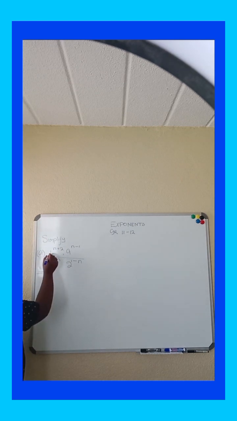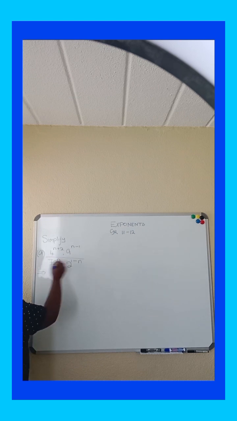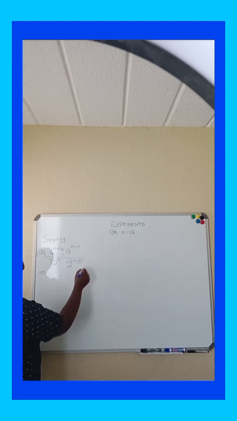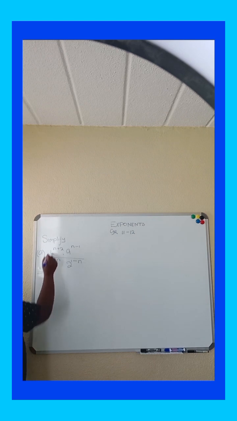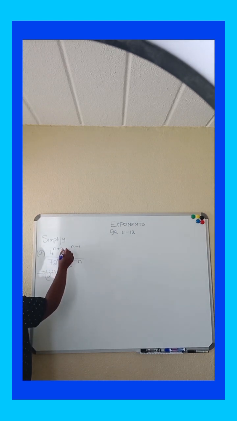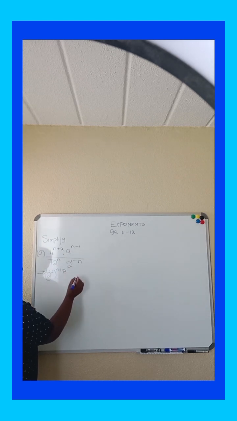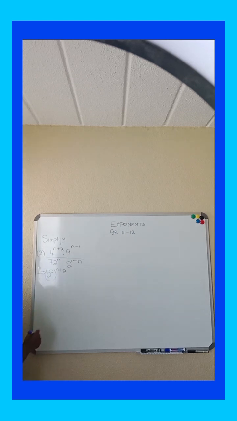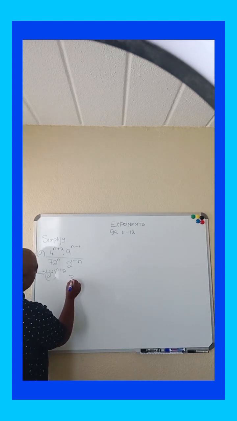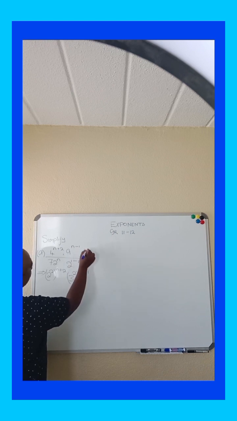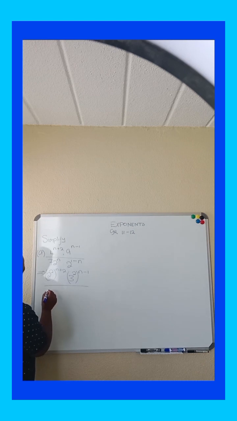So we've got 4 to the power n plus 2 times 9 to the power n minus 1, divided by 72 to the power n times 2 to the power 1 minus n. So we're simplifying this one. 4 will be 2 to the power 2, close the brackets, and then we put the exponent n plus 2. And then we put 9 in exponential form, which will be 3 to the power 2. Close the brackets, and minus 1. And then we divide by 72.